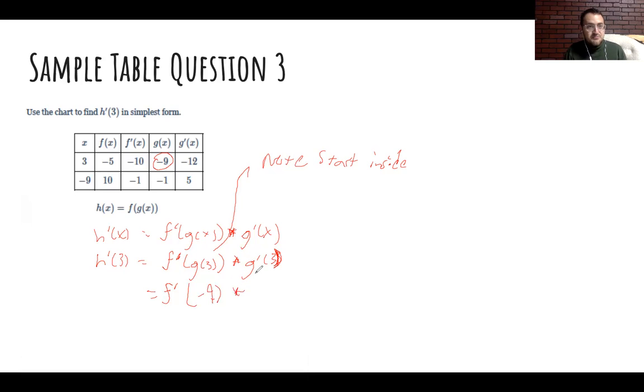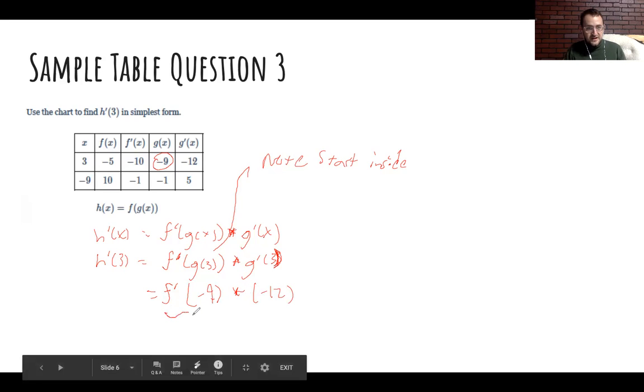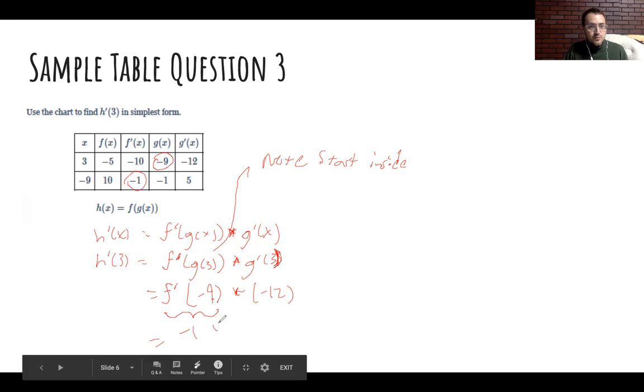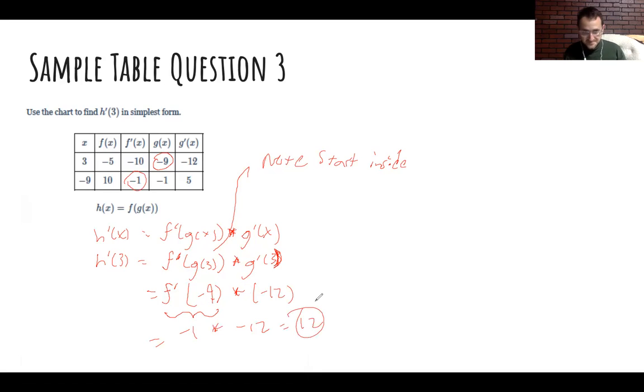And then I have g prime of 3, and g prime of 3 is negative 12. So what I'm left with is just this f prime of negative 9. So I'm going to go to f prime of negative 9. So that gets me to -1 times -12, which gets me then to a +12.